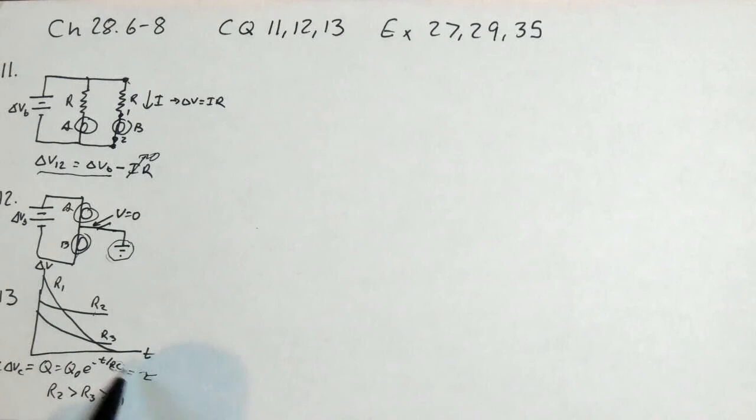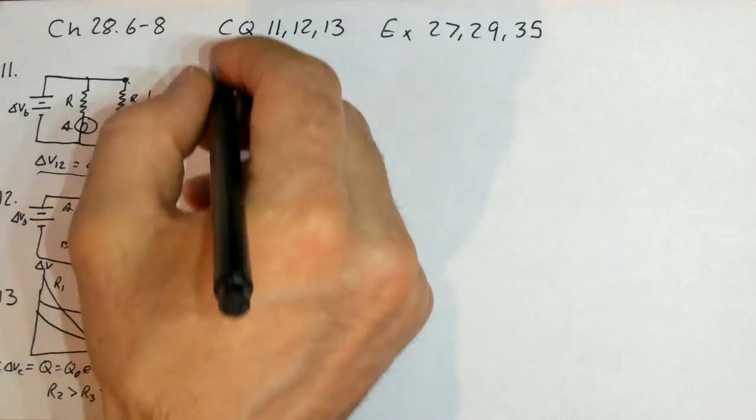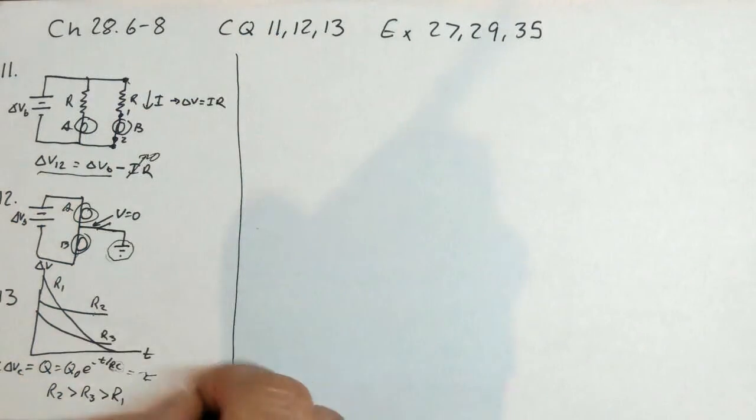So again, tau is a rate, a value to describe how fast it's changing. So if it doesn't change very fast like this one, that means tau is big. It takes a long time for it to change significantly. So R2, which is proportional to tau, is big. All right, let's move on to our exercises.